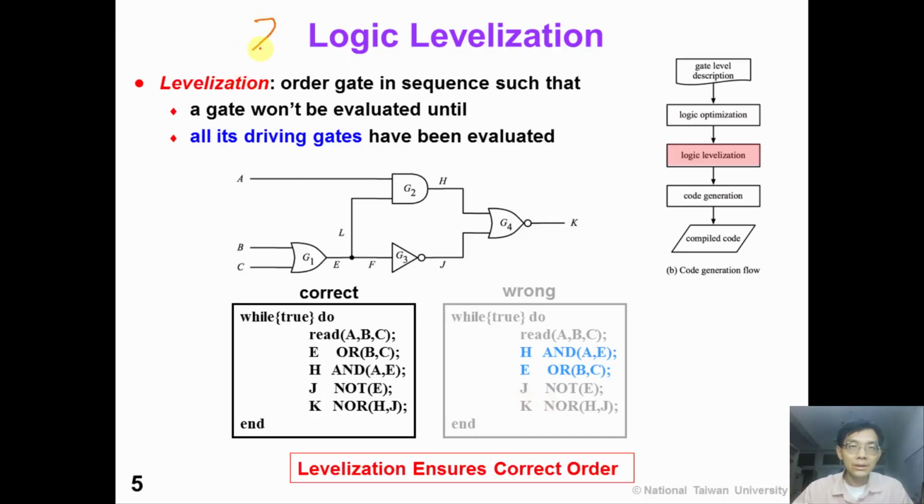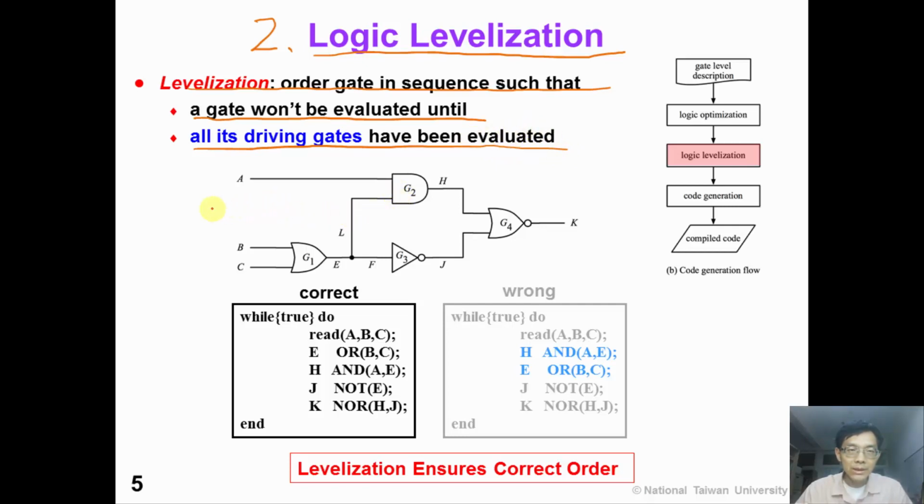Now, in the second step, we would like to perform logic levelization. Logic levelization means that we order our gates in a correct sequence such that a gate won't be evaluated until all its driving gates have been evaluated.